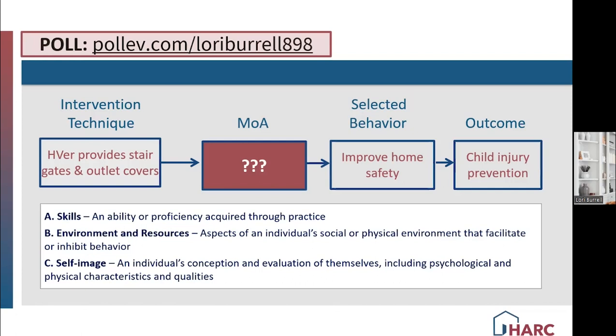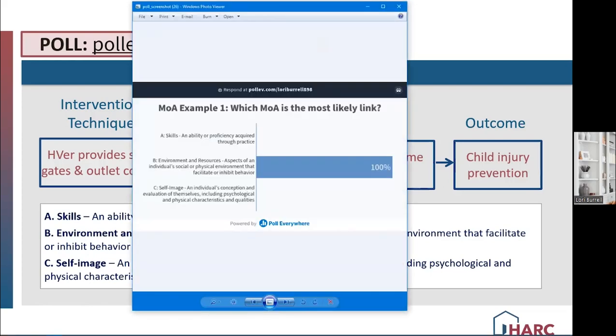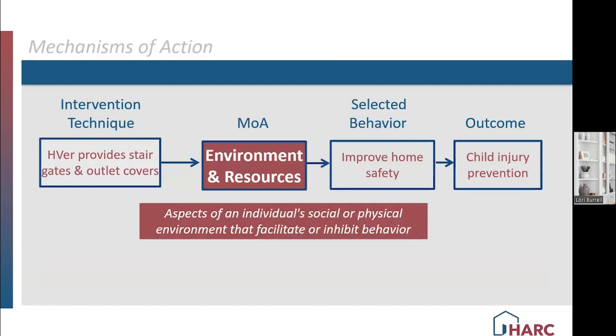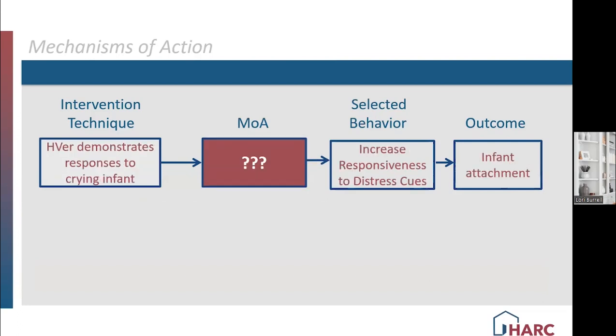Let's see what we think. A resounding 100% for B, environment and resources. Yes, it is environment and resources. So providing resources such as baby gates assist families in altering the home to make sure the environment is safe for a mobile toddler. Let's try one more.